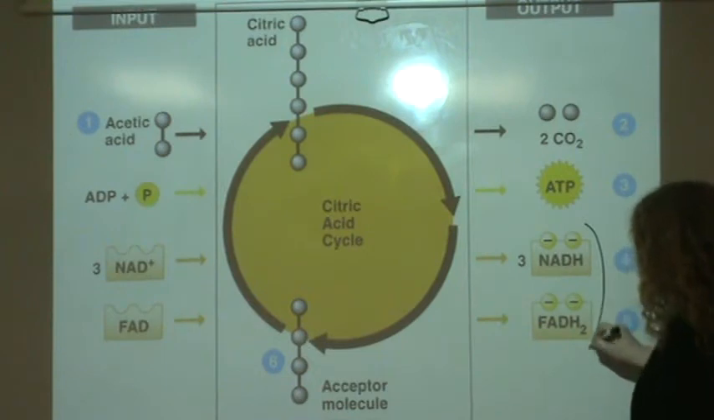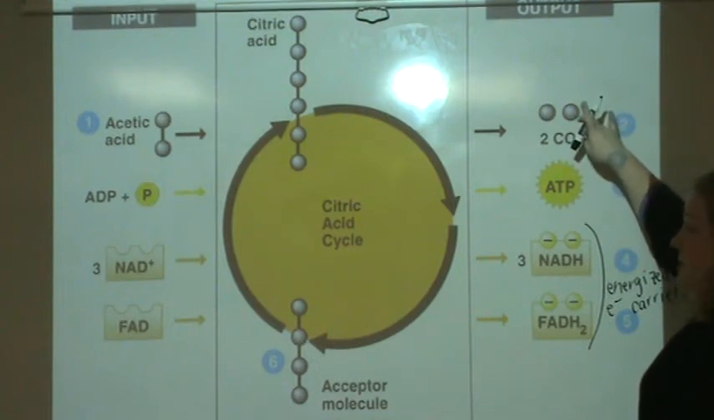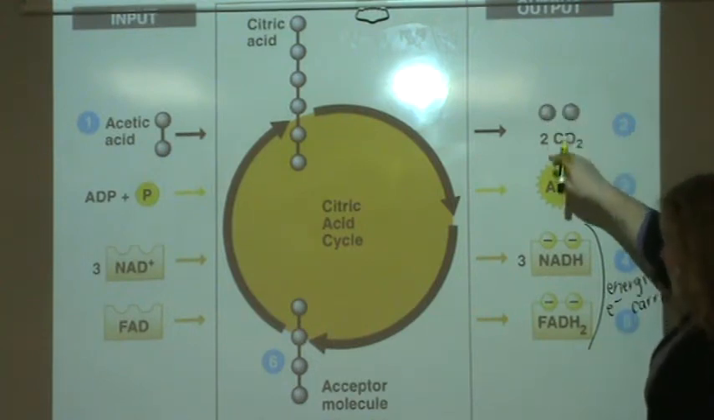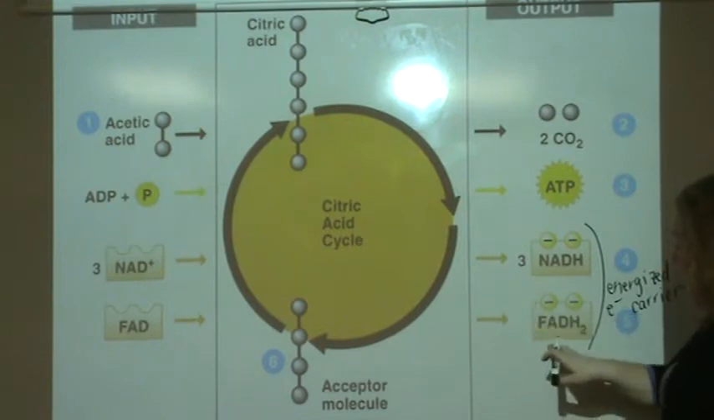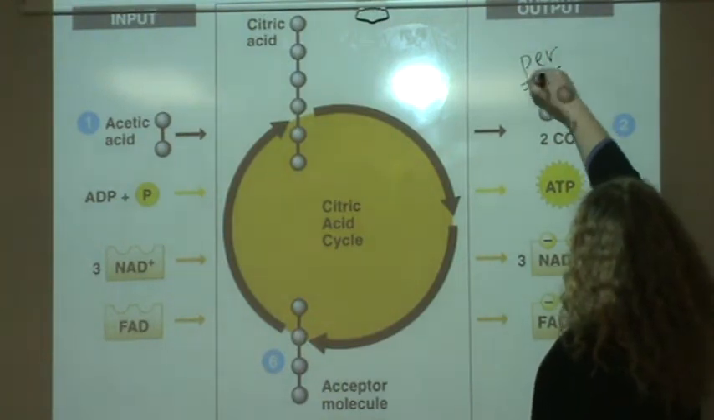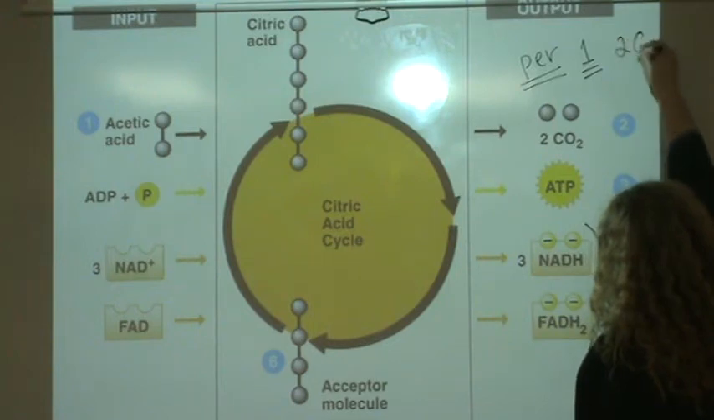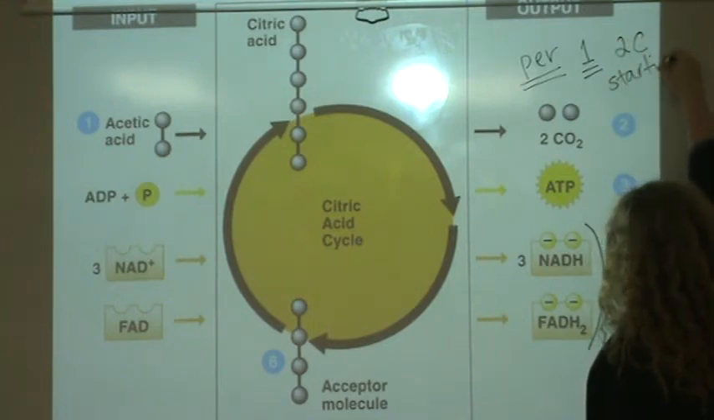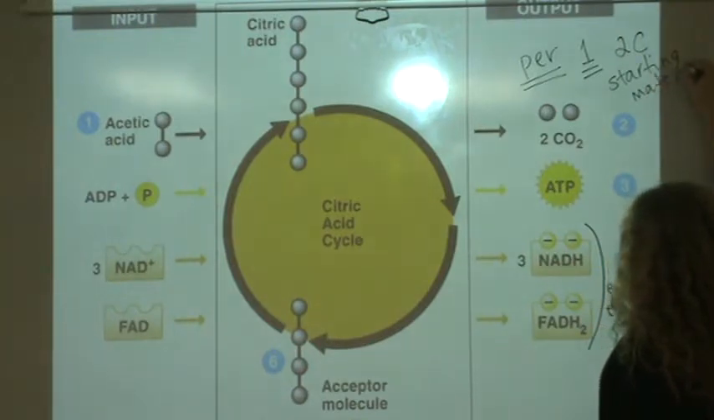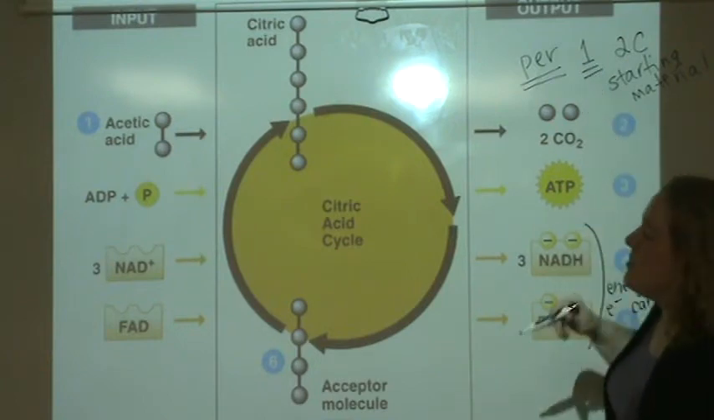So in this process, we are making lots of energized electron carriers, a little bit of ATP, and our waste CO2. So 2 CO2s, 1 ATP, 3 NADH, 1 FADH2. But all of these are per 1 2 carbon starting material. This amount for every 1 2 carbon starting material.